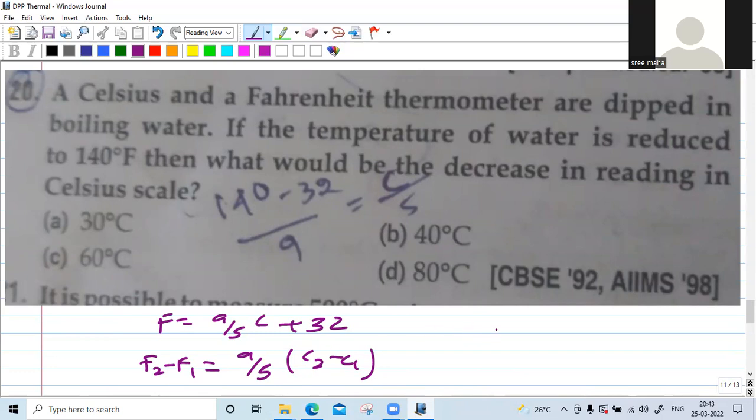What is the boiling temperature in the Fahrenheit scale? 212. Right? Yes, sir. What is the boiling temperature of water? 212 in this one. Right? So 212 minus 140 is how much? 72. So this is 72. So 72 times 5 by 9. So 9 eights are 72. So it is 40.